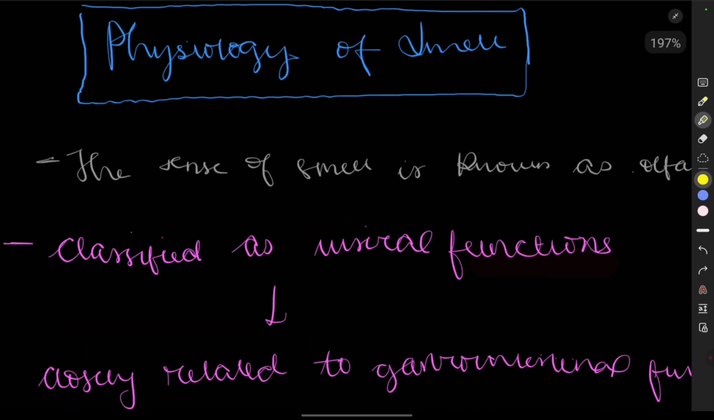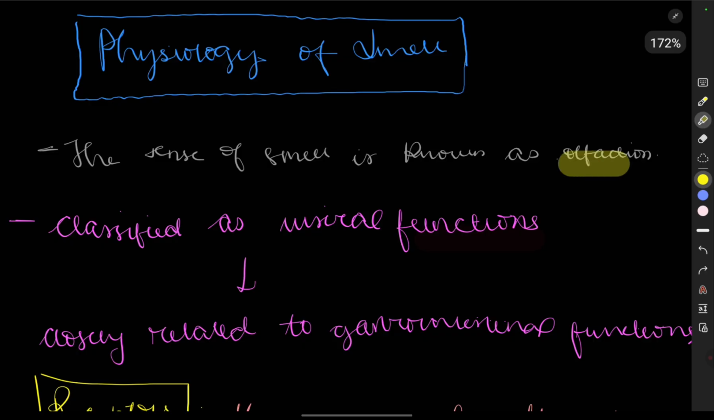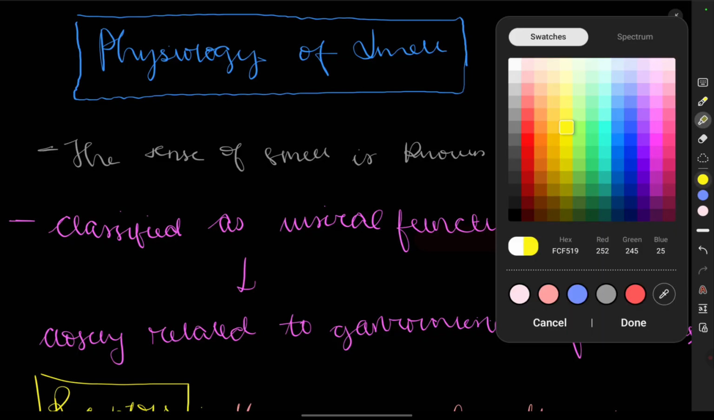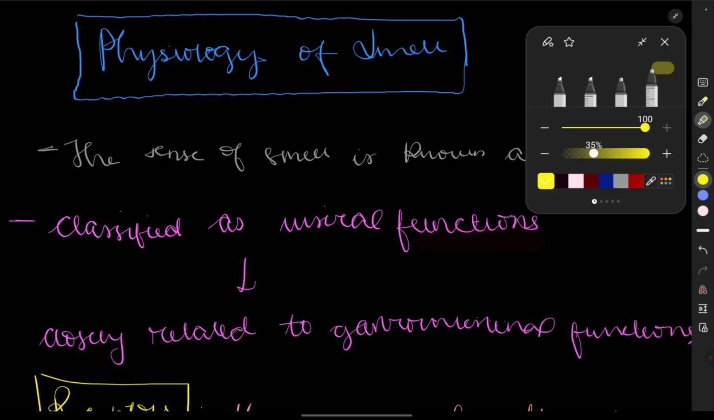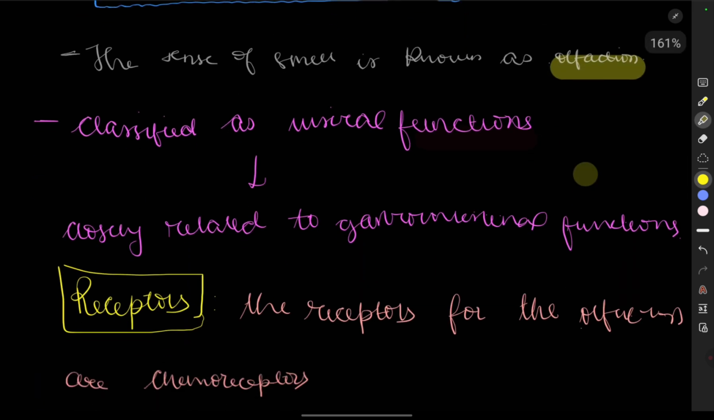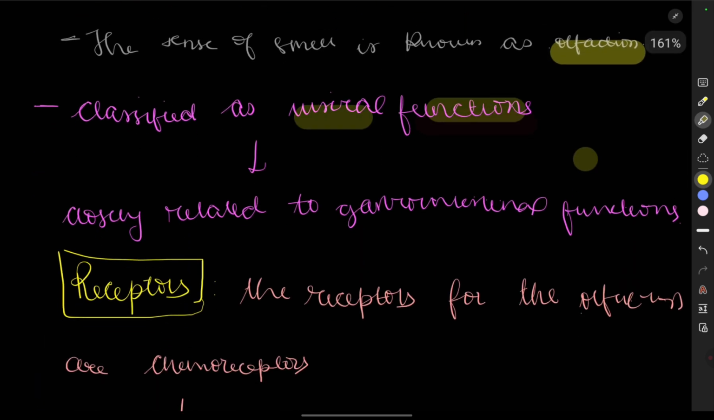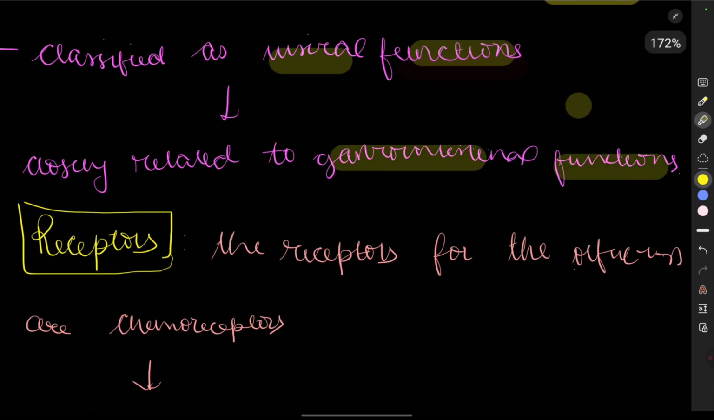So let us begin. The sense of smell is known as olfaction. The smell that we sense is called olfaction. Now it is classified as visceral function as it is closely related to the gastrointestinal function. That is the reason it is classified as the visceral function.